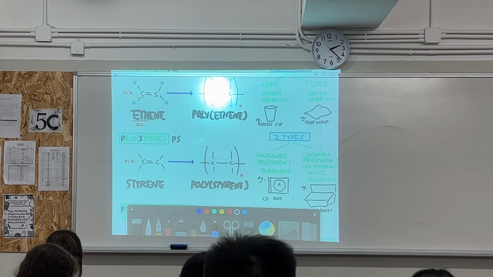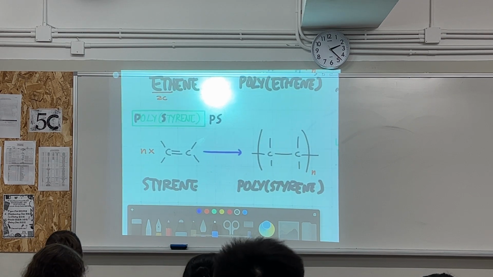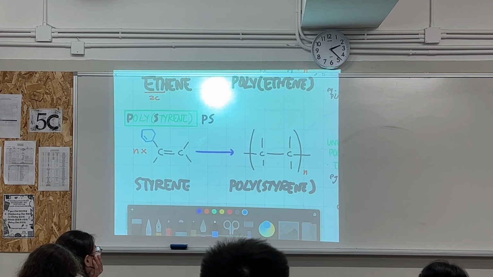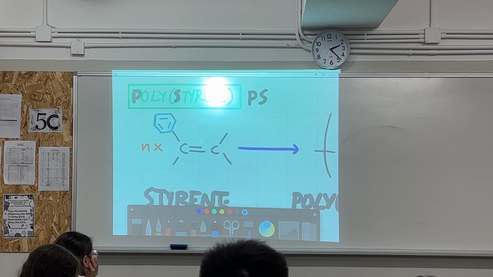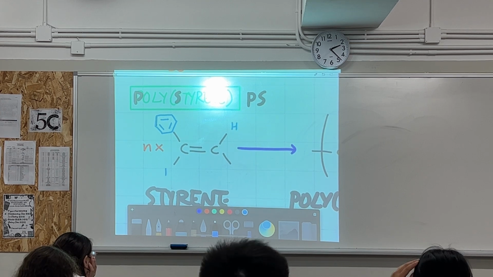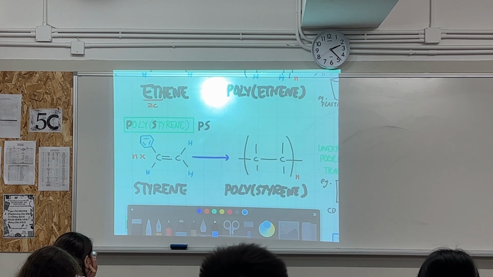So we have styrene here. So remember, styrene is the thing with that very fancy benzene ring. And the benzene ring has 6 carbons, like that. And then you have H's on the sides.